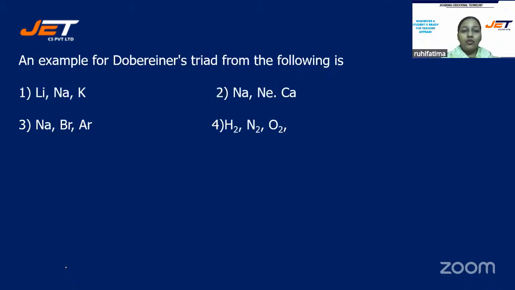Next question. An example of Dobereiner's triad from the following is, and your options are lithium, sodium, potassium. Option number two, sodium, neon, calcium. Option number three, sodium, boron, argon. Option number four, hydrogen, nitrogen, oxygen. Come on, students. Example for Dobereiner's triad. Okay, the correct answer for this question is option number one, lithium, sodium, and potassium. Yes, Muhammad Mujib, Vaishnavi, Sudhakar Reddy, you all are correct, students.